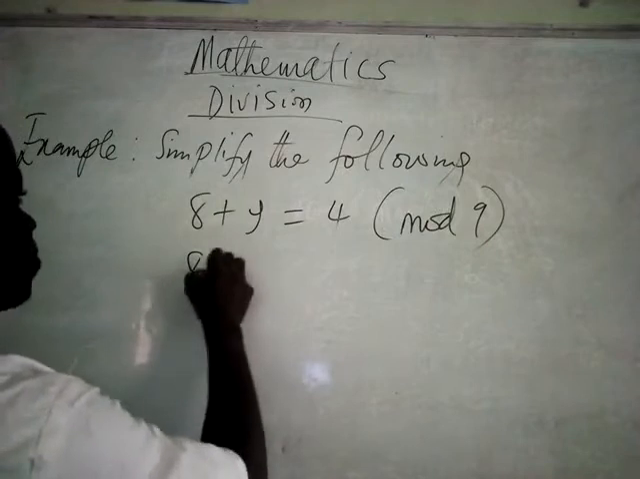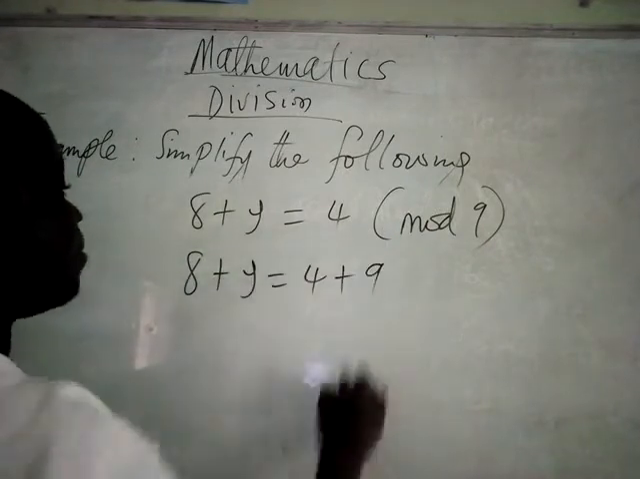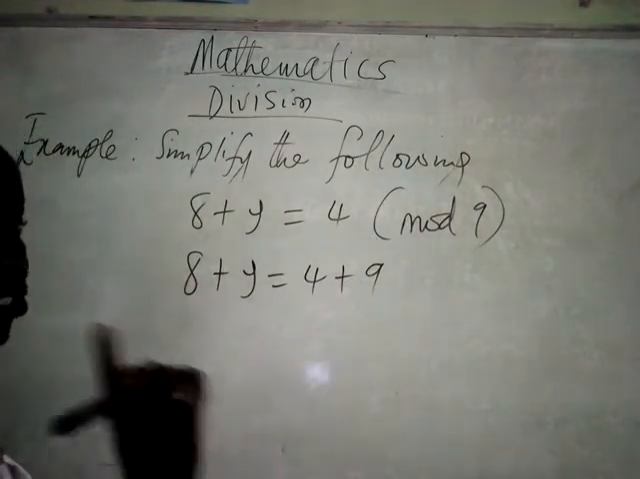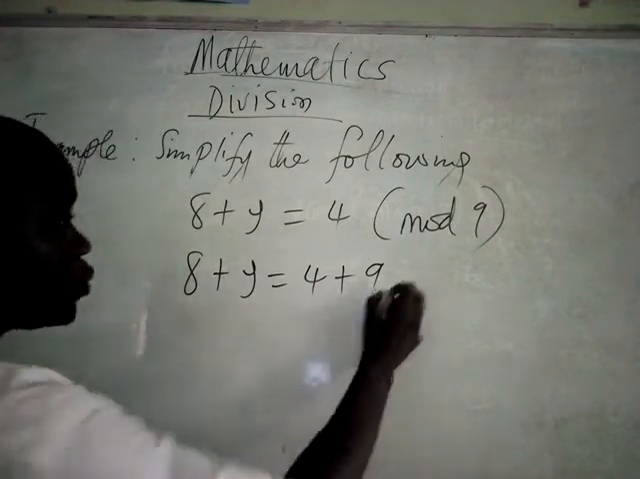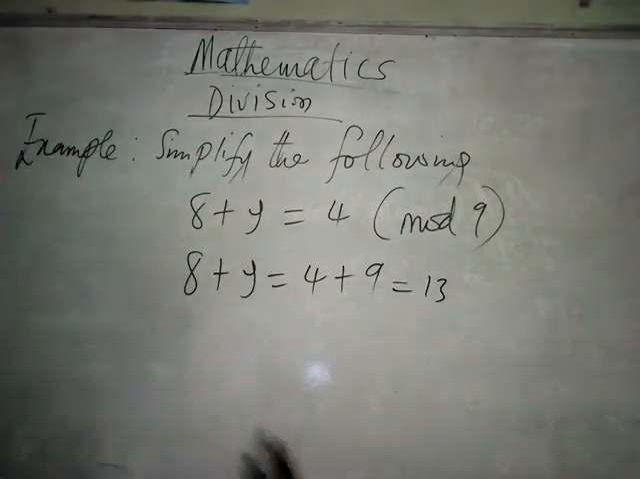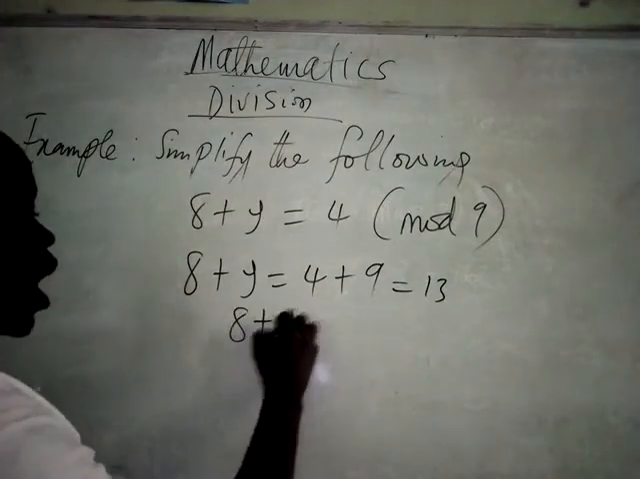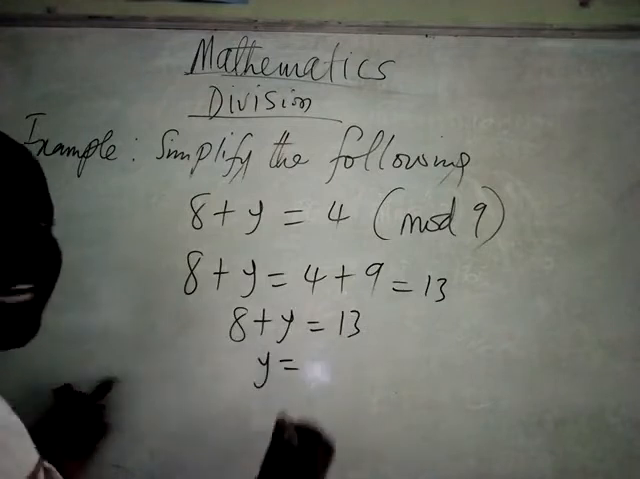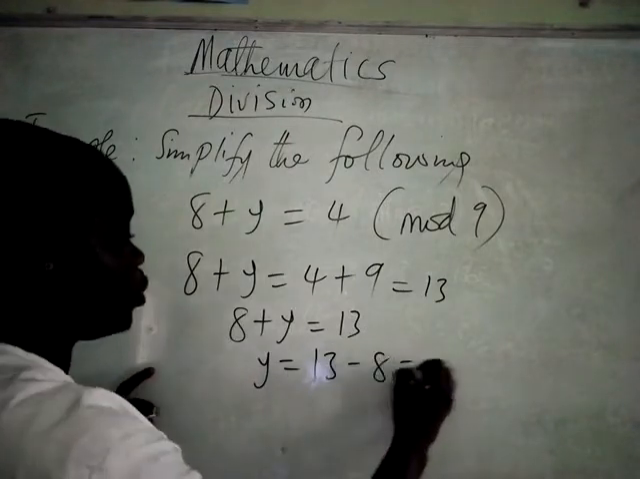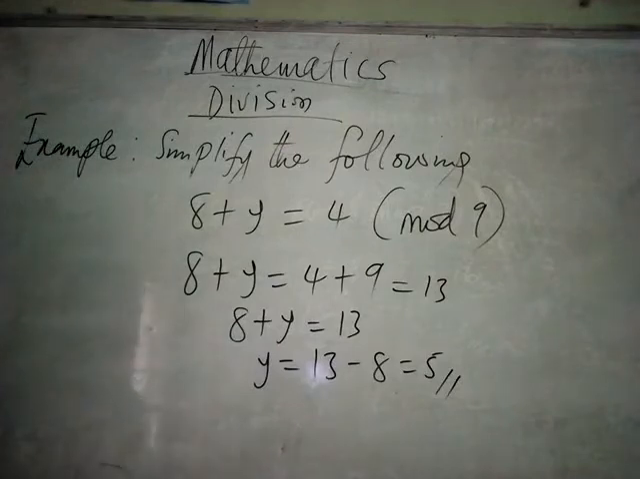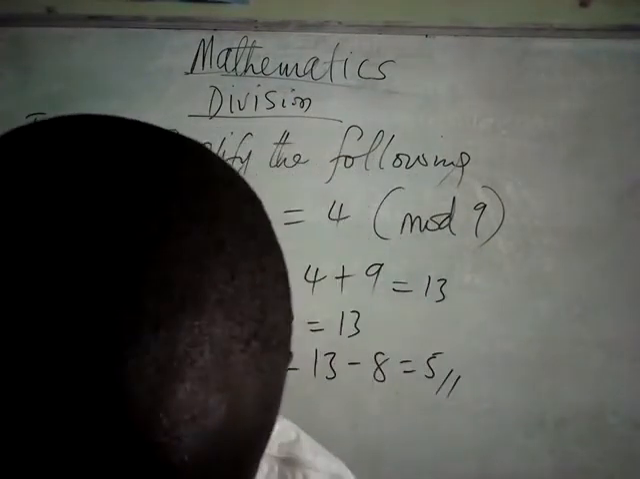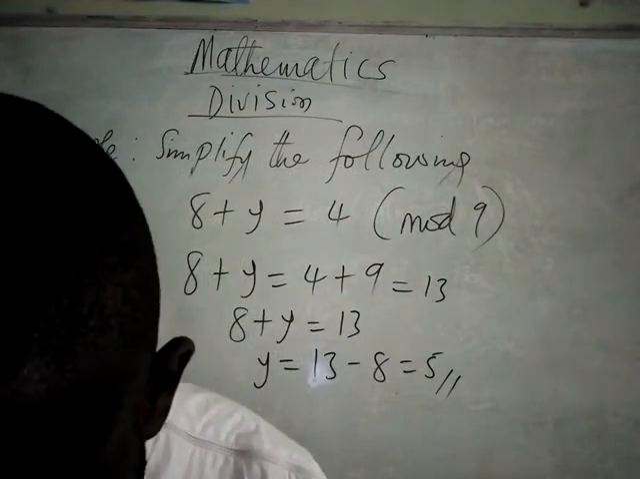So you're going to say 8 plus y is going to be 4 plus 9. Remember, you don't just add any number, you add either the mode or a multiple of the mode. Those are the only numbers that are allowed to be added. So you're going to have what? 13 here. You have 8 plus y is equal to 13. So now this can be evaluated. Bring 8 to the other side. You have y equal to 13 minus 8, which is equal to 5. So 5 is going to be our answer. You see how the math is done. So let's take another one to actually see what we have there.